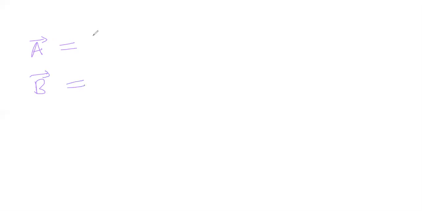What was your A bar? 3 i cap plus 4 j cap minus 9 k cap. That was my A bar which I just now wrote. And what I wrote here was, can you remind me, B bar? Tell me B bar first.